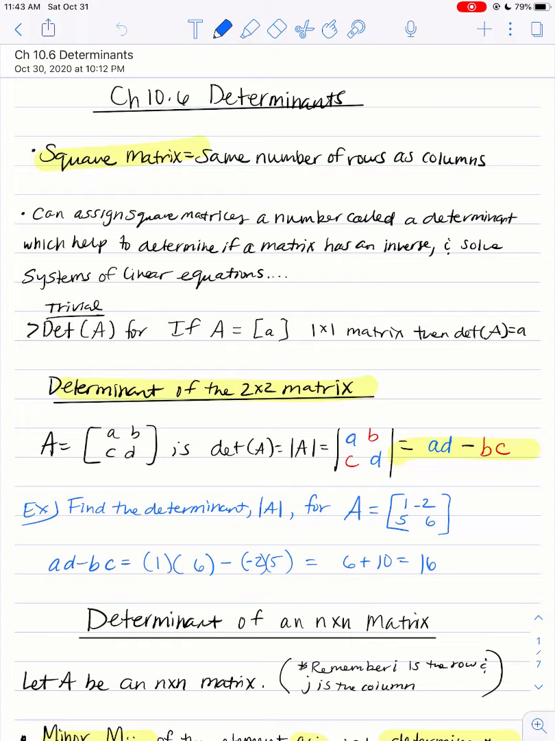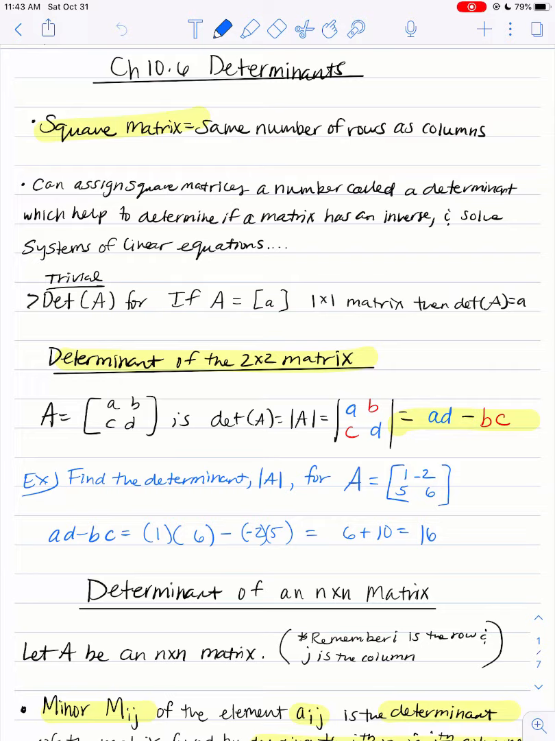So a square matrix is a matrix that has the same number of rows as columns. It's kind of like a square, just in shape, where the length and the width are the same. So if we have 3 rows, then we would have 3 columns. We can assign square matrices a number called a determinant, which helps us to determine if a matrix has an inverse and solve systems of linear equations. I'm not going to go over how to find an inverse of a matrix. In this section, we're just going to learn how to tell if a matrix even has an inverse.